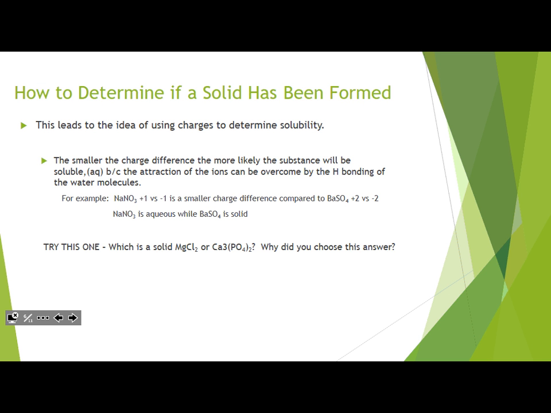For example, in sodium nitrate, sodium is +1 and nitrate is -1. This is a smaller charge difference compared to barium sulfate, where we have +2 and -2. Once again, the smaller the charge difference, the more likely to be soluble. This is why sodium nitrate is aqueous and barium sulfate is a solid.